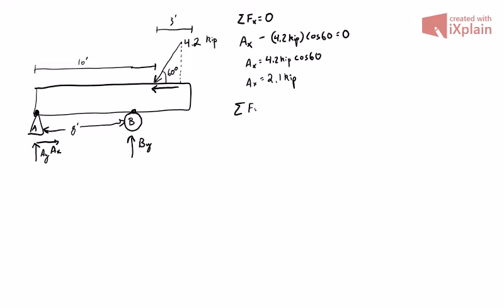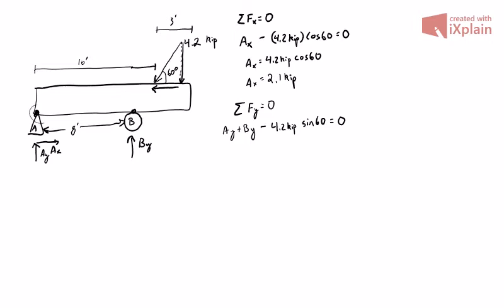Next up, we do sum of the forces in the y direction. Start on the left and move to the right. We have our A sub y, we have our B sub y, and now we have another component of our 4.2 kips. This one, we want the opposite side of that triangle. So we've got 4.2 kips times the sine of 60, and then it's a downward force, so that's negative. The sum of those three is equal to 0. So at this point, one equation with two unknowns, so we have to go ahead and do our moments.